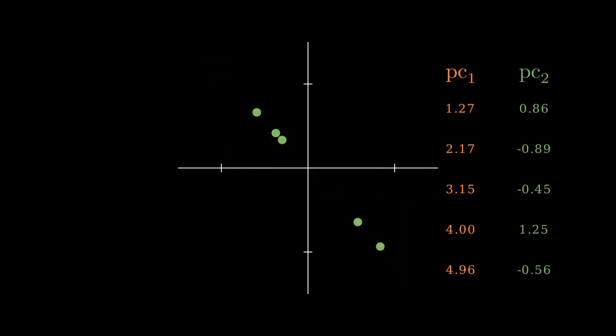Removing the explained variation from the data, we find that all observations are now on the origin. We've explained all the variation in our data.